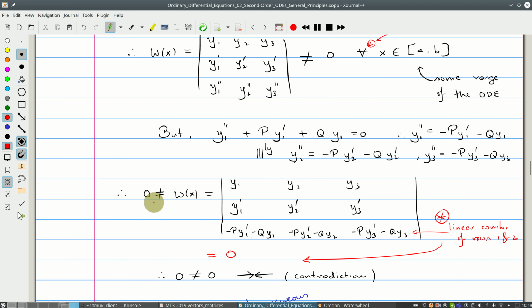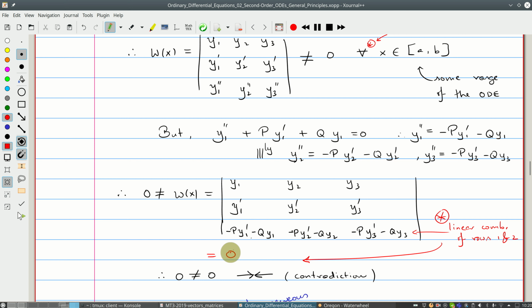Now we can put those in the determinant, so we must have 0 is not equal to the Wronskian, and the Wronskian itself is given by this determinant, where now I have replaced the second derivatives by these expressions here. So the first 2 rows remain the same, and then we have the second derivatives now appearing in their alternate form. Well, now if you look here, this last row is simply a linear combination of the first 2 rows.